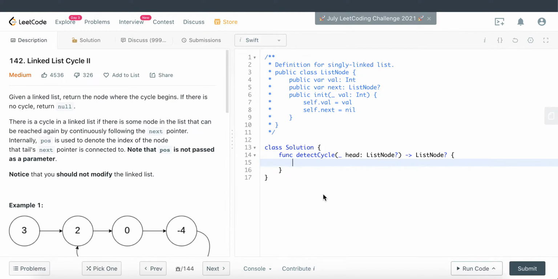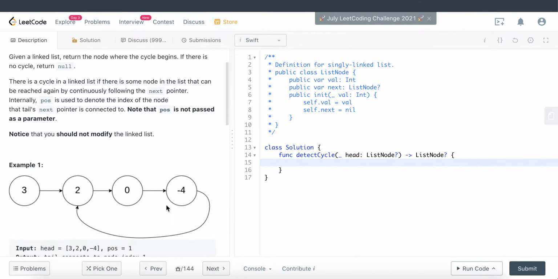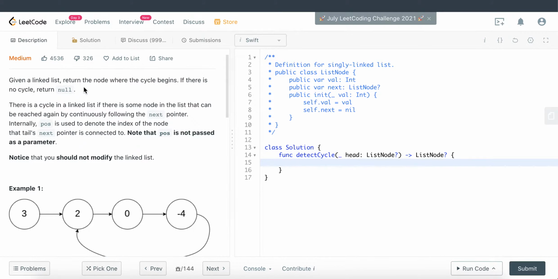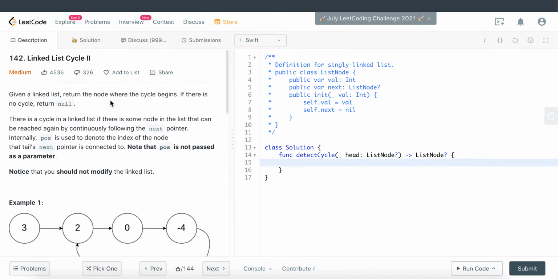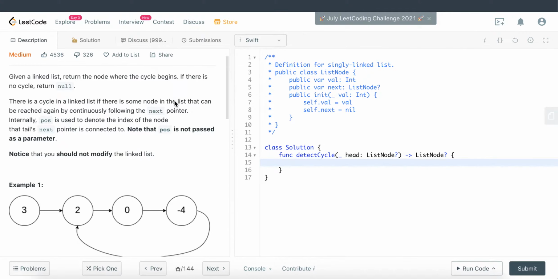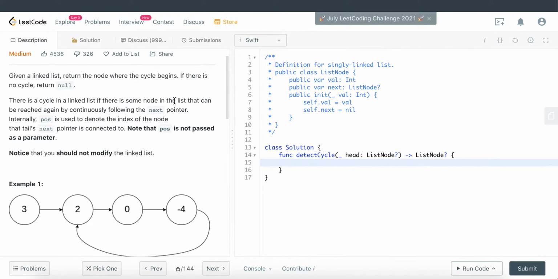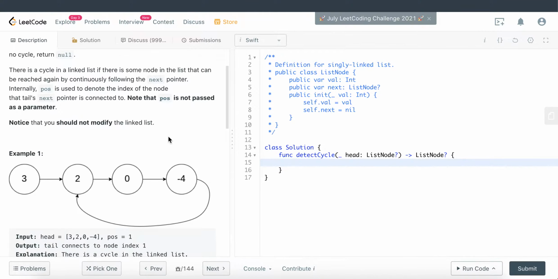So essentially, the only difference between this question and the previous one, part 1, is that we need to find where the cycle begins. In part 1, the question is asking us to just prove that this linked list has a cycle within it, right? In this question, we are supposed to find out where the intersection, or where the cycle, begins. So this is a continuation of that, right?